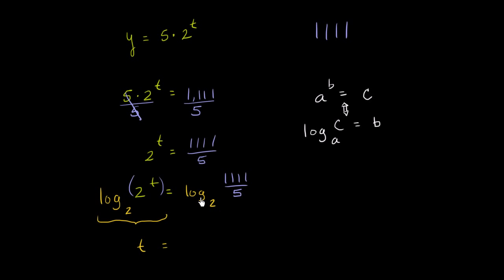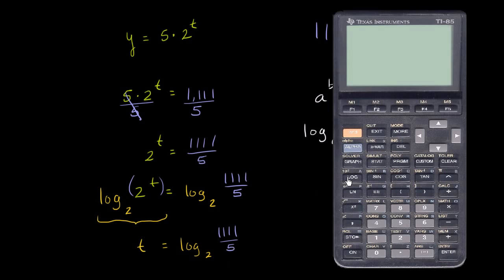And on the right-hand side, we have log base 2 of all of this business right over here. So I'll just write it over. t is equal to log base 2 of 1,111 over 5. So this is an expression that gives us our t value. But then the next question is, well, how do we actually figure out what this is? And if you take out your calculator, you'll quickly notice that there is no log base 2 button. So how do we actually compute it?